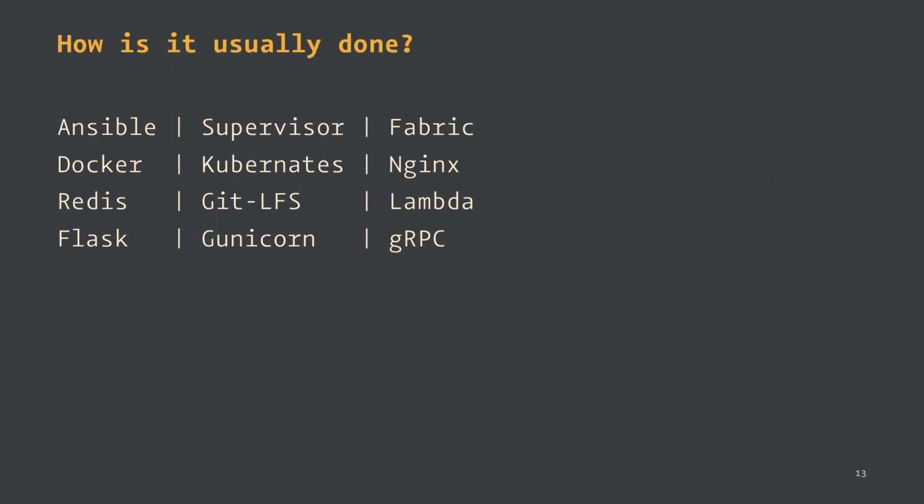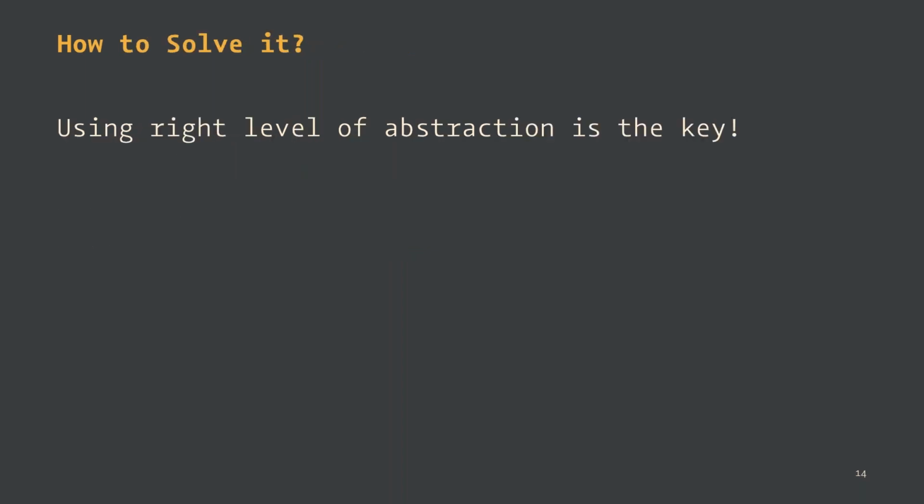So the way it's typically done is people use a bunch of tools. People use Ansible, Supervisor, Fabric, Docker, Kubernetes, Nginx, whatnot. So you search for how to deploy machine learning applications in Google, and you actually find a lot of people writing bigger blog posts about how to do all these things using all these tools. It's possible to do with all these tools, but do you really want to spend time tweaking these kind of tools every time you want to deploy machine learning applications? Probably not, right? So the key thing is to figure out what's the right level of abstraction.